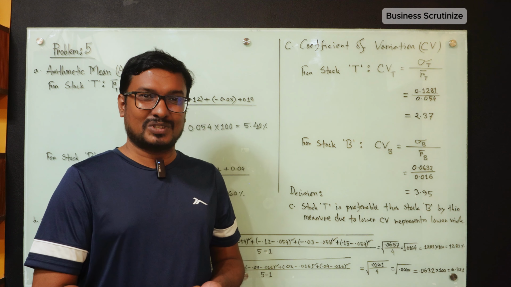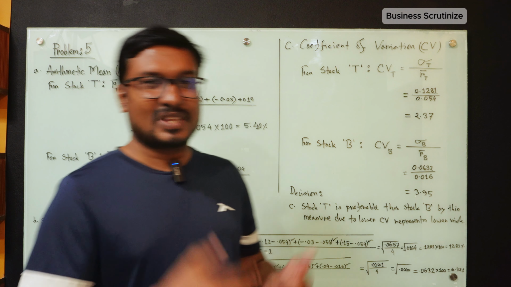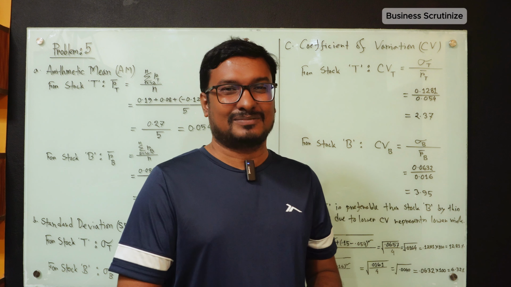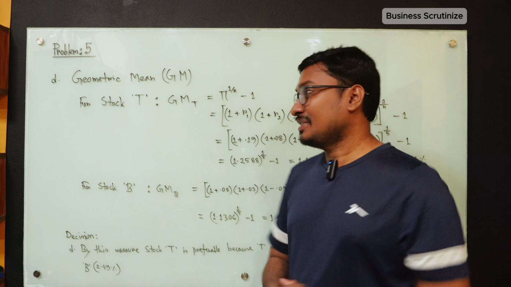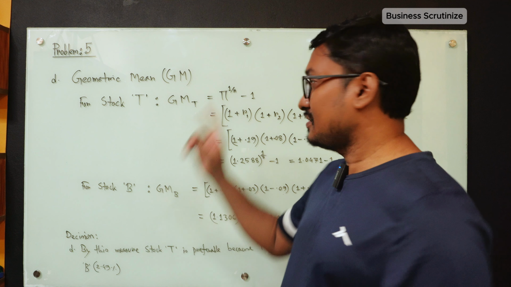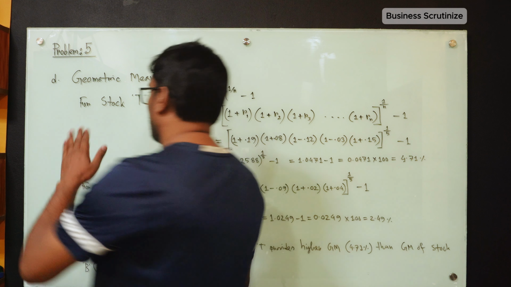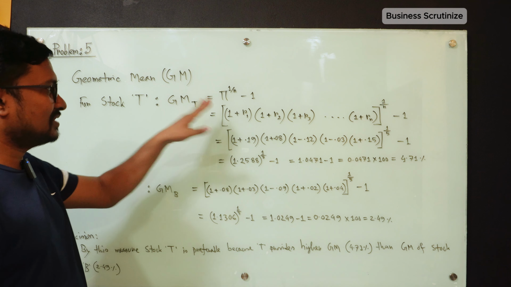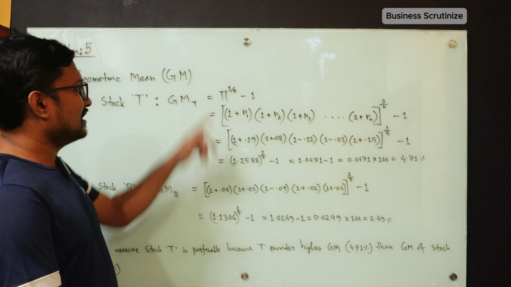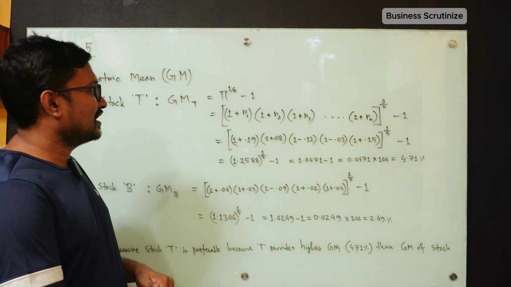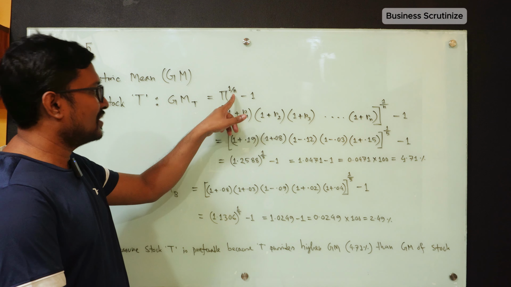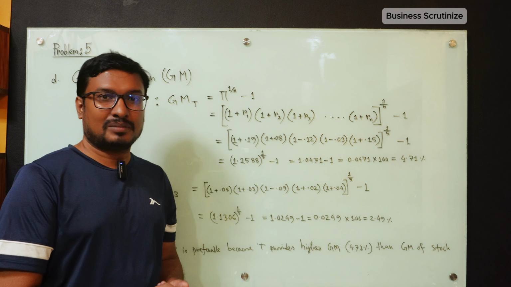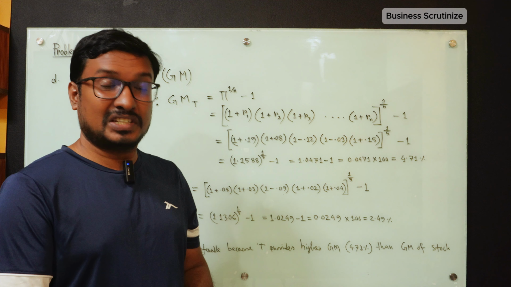Now we will move forward to compute the last requirement, requirement D. There we will see how to compute the geometric mean. In the last requirement, you can see the geometric mean, written as GM. Therefore, for stock T, GM for stock T, the formula is the product, pi, to the power 1 divided by n, minus 1, where pi is written as the product of returns.